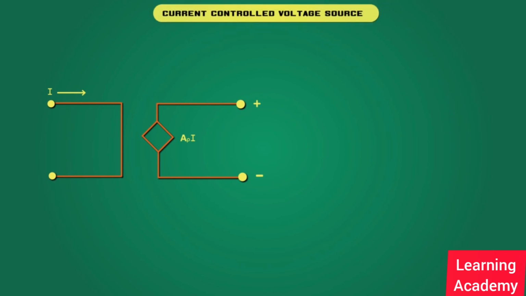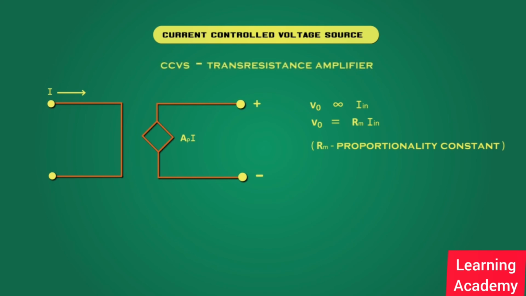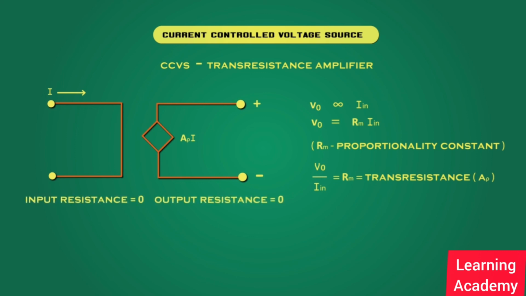Now, let's see current-controlled voltage source, CCVS. This is a voltage source whose output voltage is controlled by the input current. That is, the output voltage is directly proportional to the input current. We can also write it as, where Rm is a proportionality constant. CCVS is also called a transresistance amplifier. Here, Rm is also called the transresistance of the amplifier. The ideal CCVS has zero resistance for both input and output.